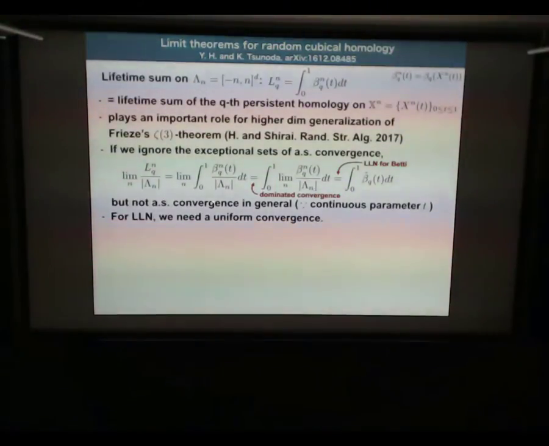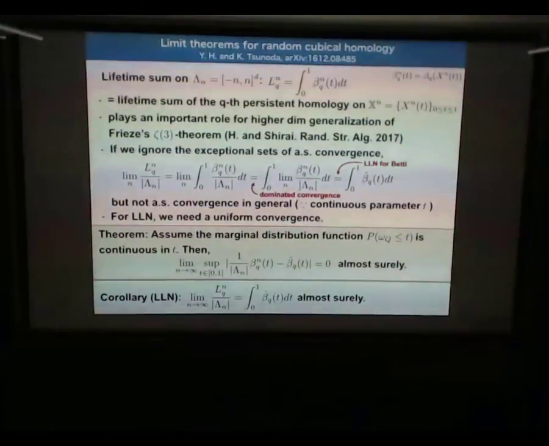However, this argument is not valid, because this is not an almost sure convergence in general: the exceptional set appearing in the law of large numbers depends on the continuous parameter t. So we don't know whether or not the union of such exceptional sets with respect to all t again has measure zero. In order to prove the law of large numbers for the lifetime sum, we need the following uniform convergence result. I will just show the statement. Assume the marginal distribution function for each elementary cube Q is continuous in t. This is satisfied for the product measure, linear Meshram model, and so on. Then we have a uniform convergence of the law of large numbers, almost surely.